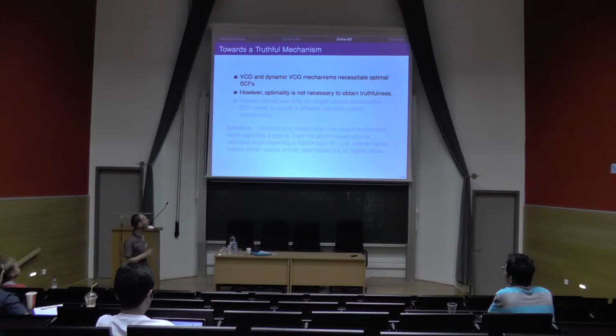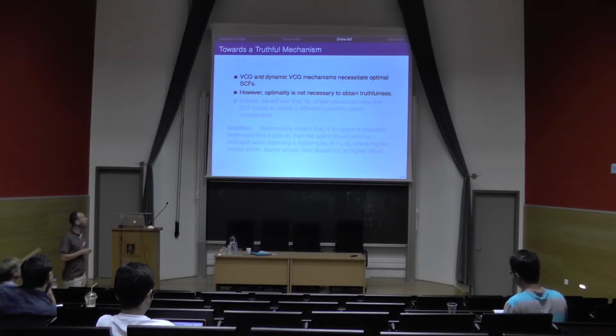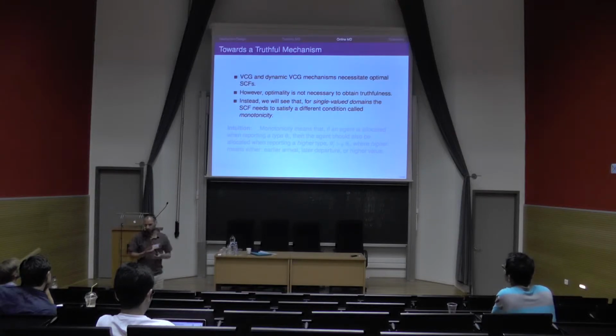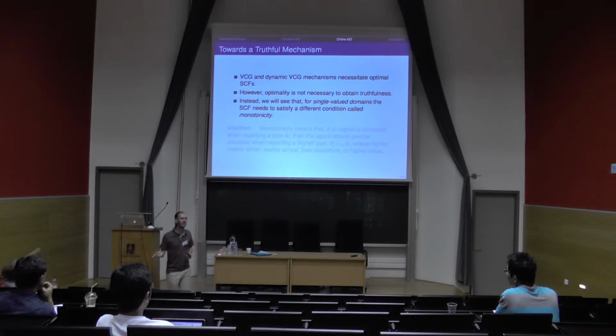However, optimality is not always necessary to achieve truthfulness. In single valued domains there's actually another condition that we need to satisfy instead of optimality. So there are other mechanisms out there except VCG. Okay? So we can get truthfulness with other mechanisms that are not VCG. That should surprise you, because Matthijs has been saying, no, this is the only mechanism. Right?